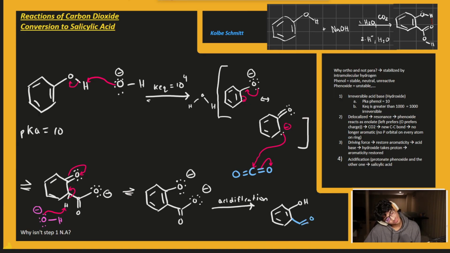Okay. The question is, why is it ortho and not para? If you remember, ortho is just next to the group. So right here, there's an intramolecular hydrogen bond. It's stabilized by the intramolecular hydrogen bond right here. That's it. If you have a question about that, that's the answer. It's just stabilized by the intramolecular hydrogen bond.